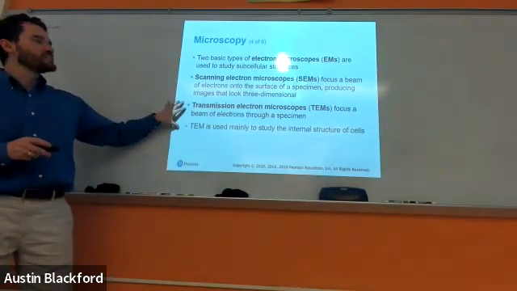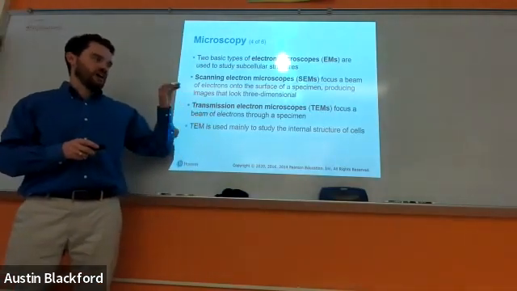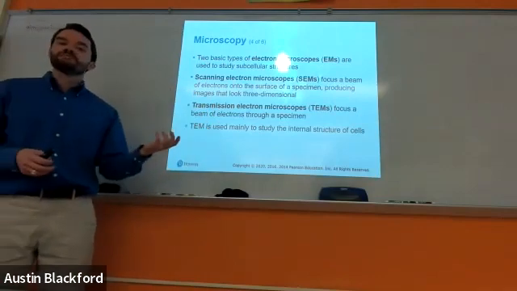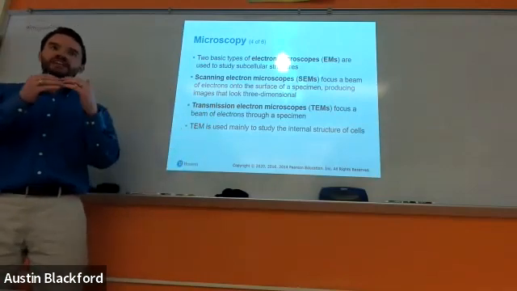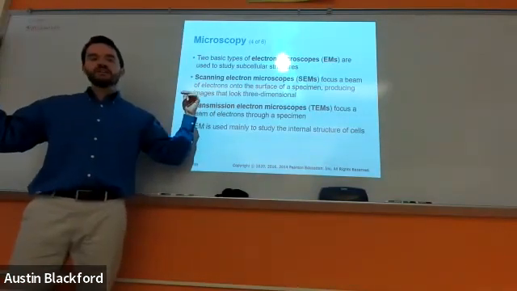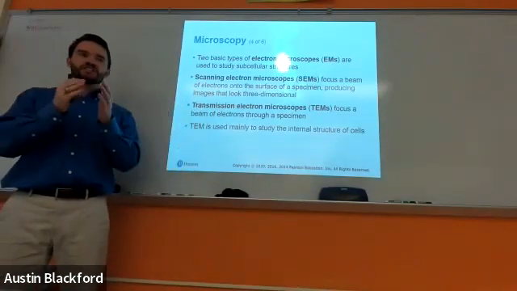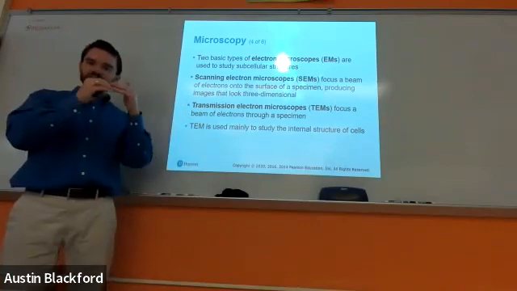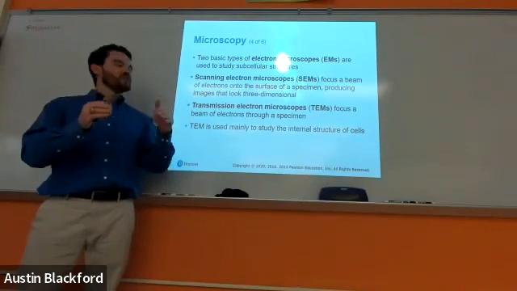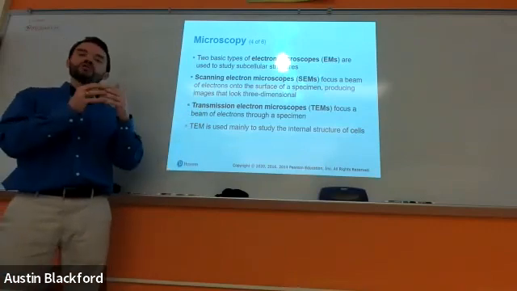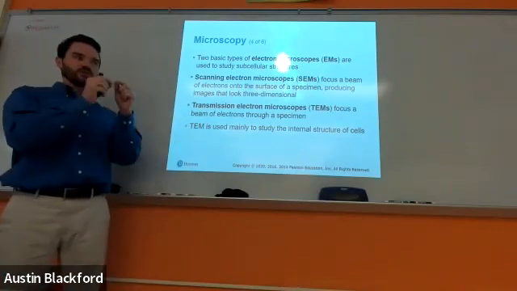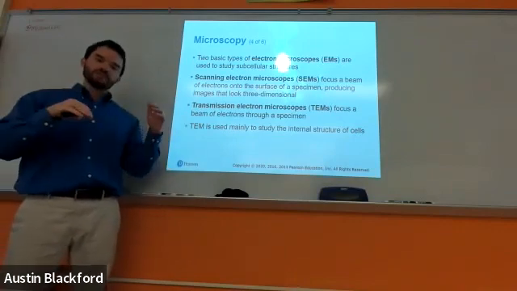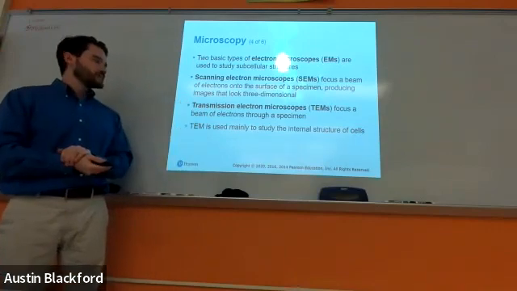Before I move on, the reason a beam of electrons is better than a beam of light is the wavelength that's being utilized. Visible light has too big of a wavelength, so there's a limit to the resolution you can get, whereas a beam of electrons has a much smaller wavelength, meaning you can get a much smaller resolution. You can get down to a smaller level.